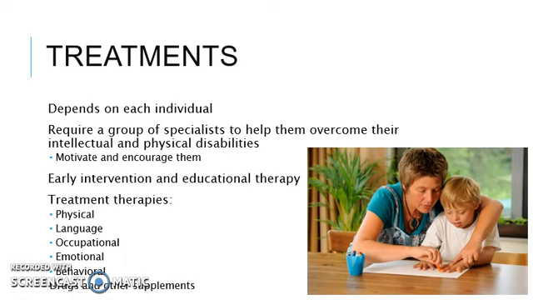Treatment for Down syndrome will depend on each individual. However, all of them do require a group of specialists to help them overcome their intellectual and physical disabilities and motivate and encourage them to be better and improve themselves. Early intervention and occupational therapy are also very useful. Other types of treatment therapies include physical, language, occupational, emotional, and behavioral therapy. Other drugs or supplements are also used to help them and aid them through their development.